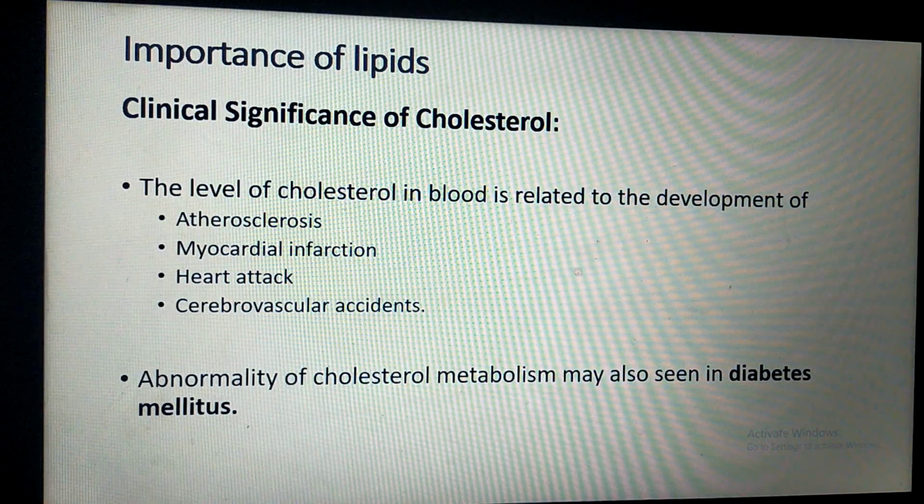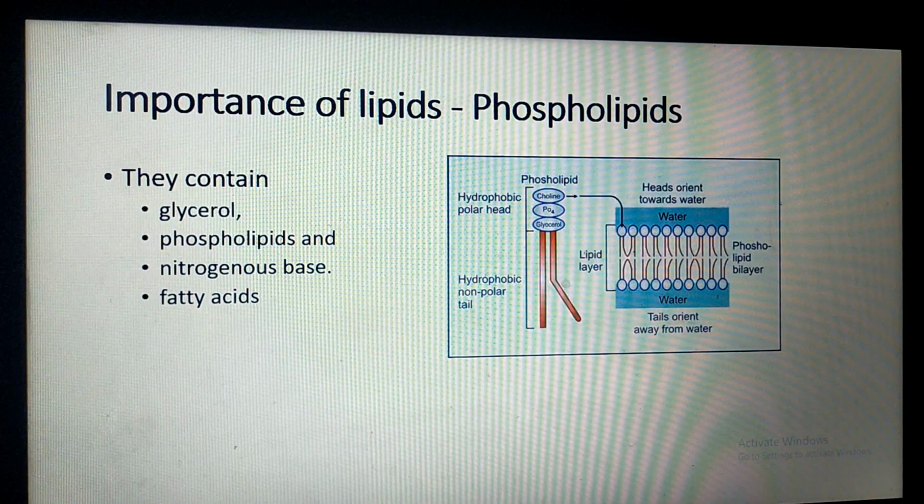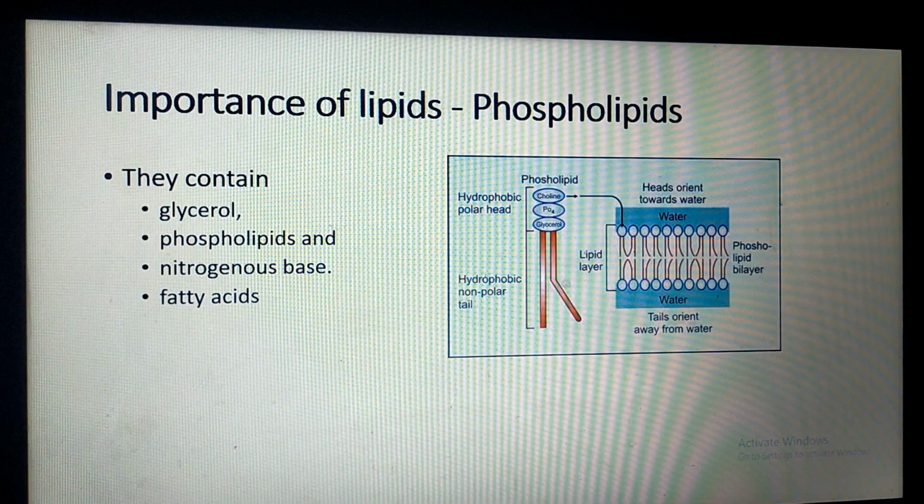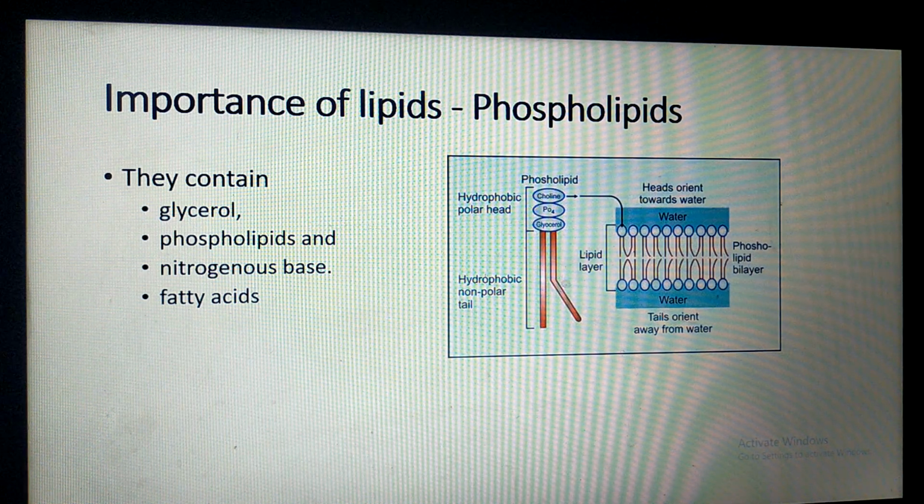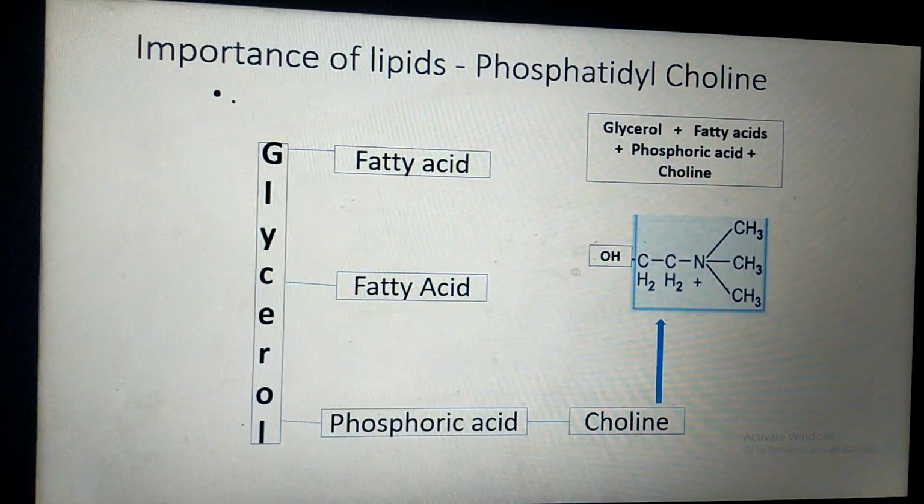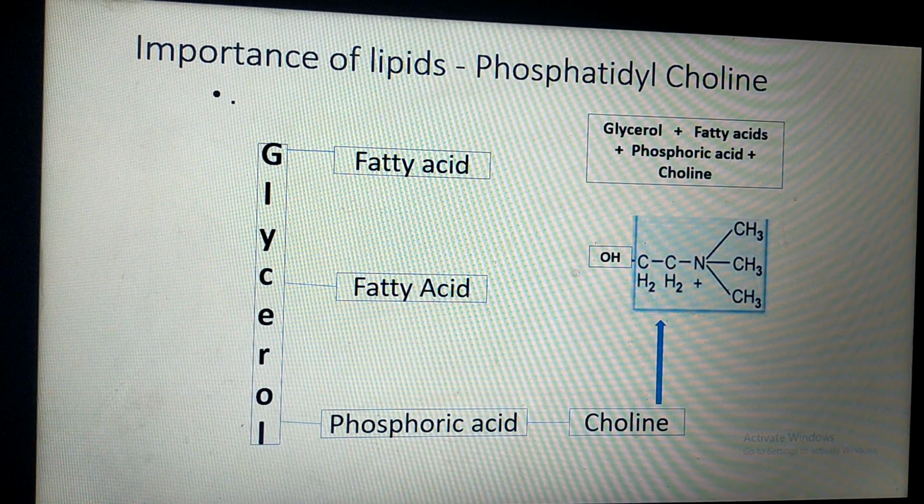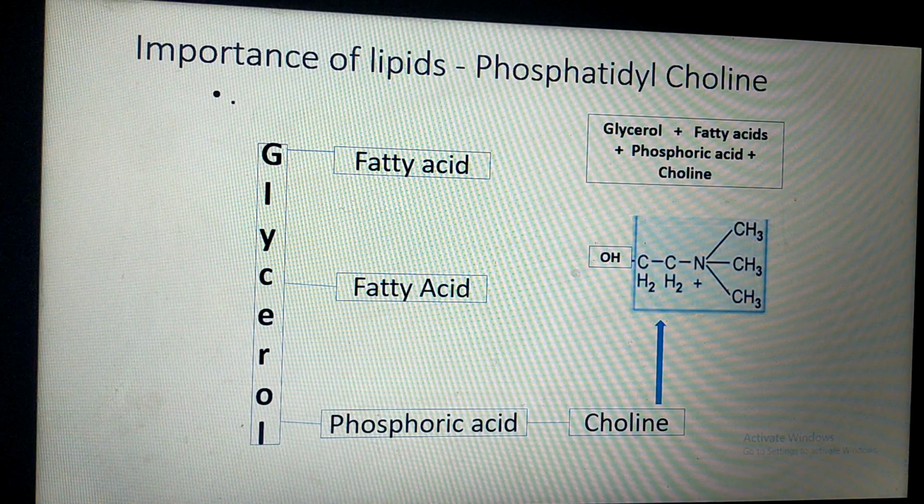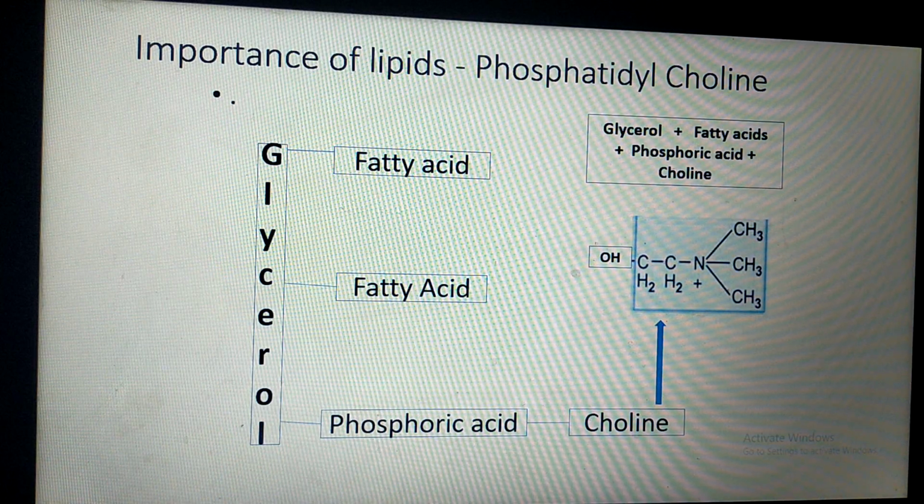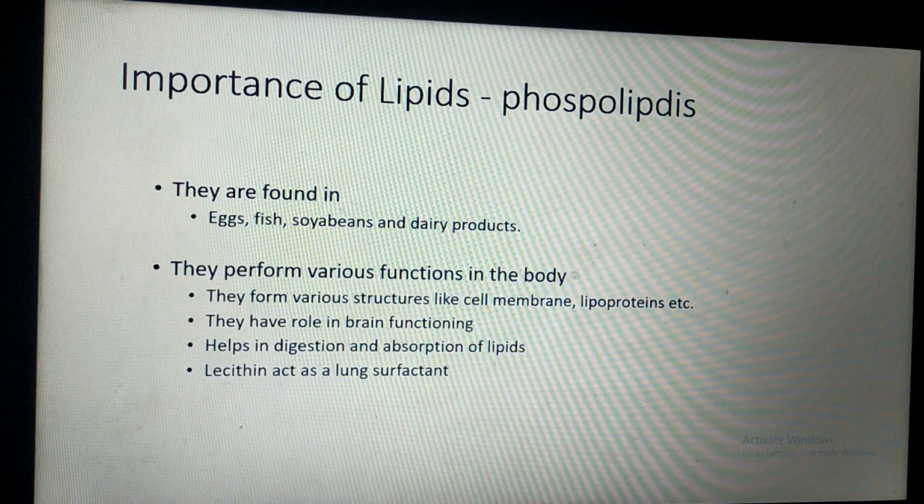Next lipid is phospholipid. As I have told you, it contains glycerol, fatty acid, phosphate and a nitrogen base. This is the structure of phosphatidylcholine or lecithin, where the nitrogen base is choline. These phospholipids are found in egg, fish, soybean and dairy products.